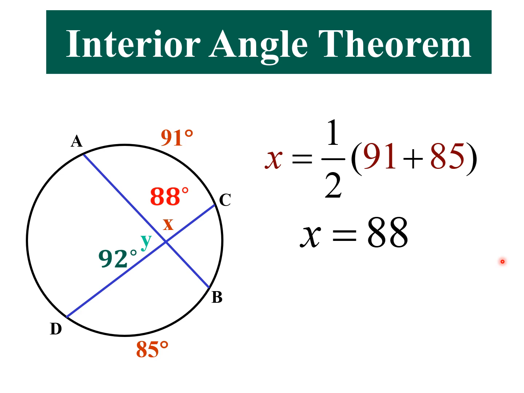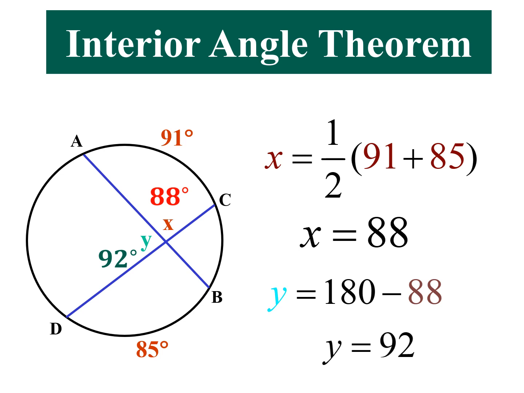And for y, since x and y are a linear pair, they form a line. So therefore, we are going to subtract 88 from 180. So 180 minus 88 is equal to 92 degrees. So y equals 92 degrees.